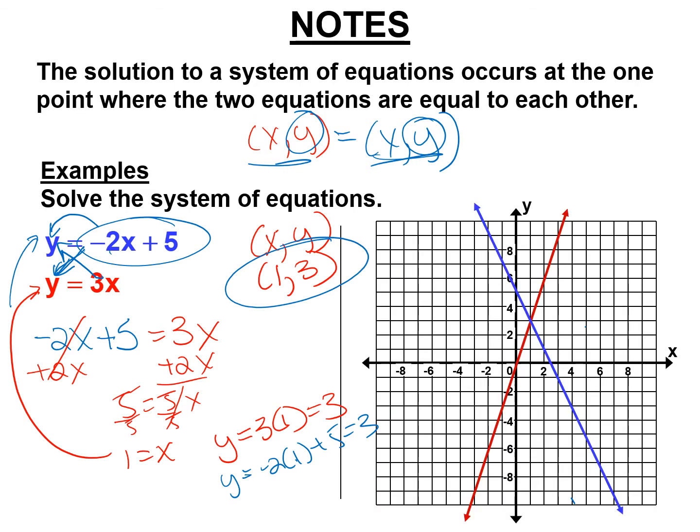Okay, so let's try another one. Oh, before we try another one, there is the actual way to do it with graphing, right? The blue one had the y-intercept 0, 5, slope of negative 2. The red one had y-intercept of 0, 0, slope of 3. And there's that one point where they intersect, 1, 3. Hopefully you can see that substitution, once you practice it, will be faster and probably more accurate than drawing a graph.